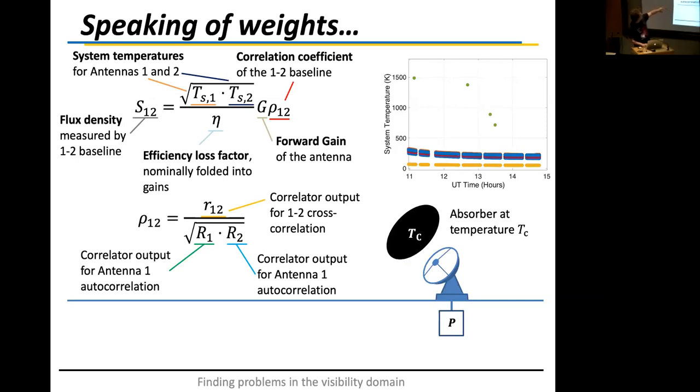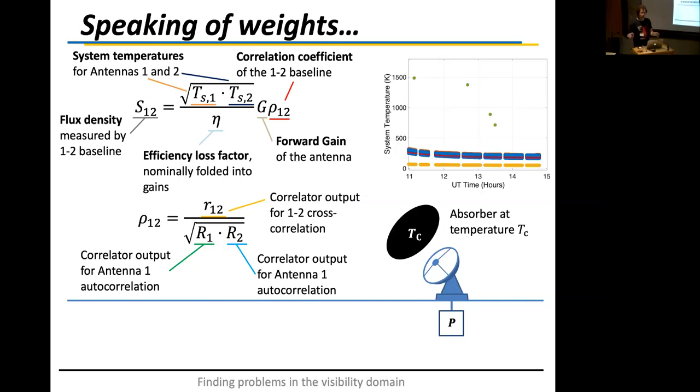The really important thing up here is the system temperatures for antennas 1 and 2. Those system temperatures are measured, as I said earlier today, by putting a piece of absorber in, measuring the power that comes out of the antenna, and then pulling it back out.